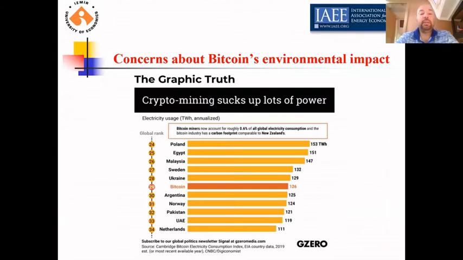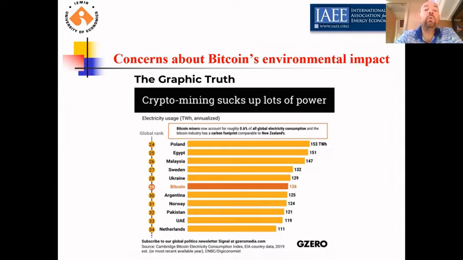Now, recently there has been a lot of discussion about the environmental impacts of Bitcoin mining. In this figure, it's indicated that if Bitcoin were a country, it would be the 29th country in the world in terms of annual energy consumption. That is a very high value.